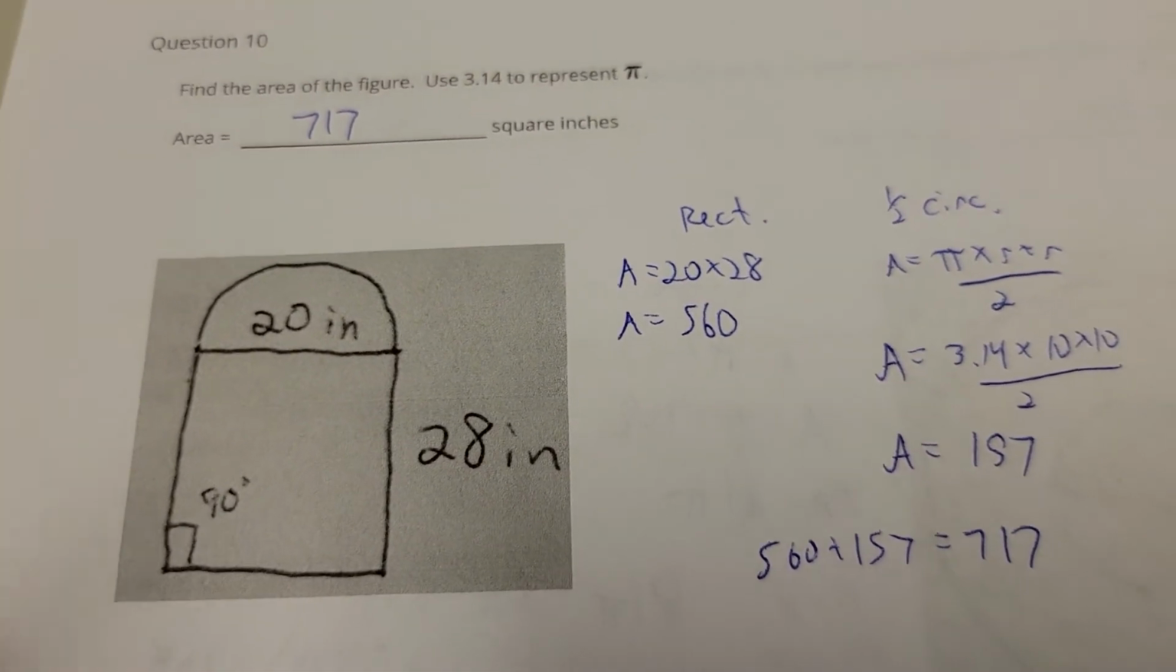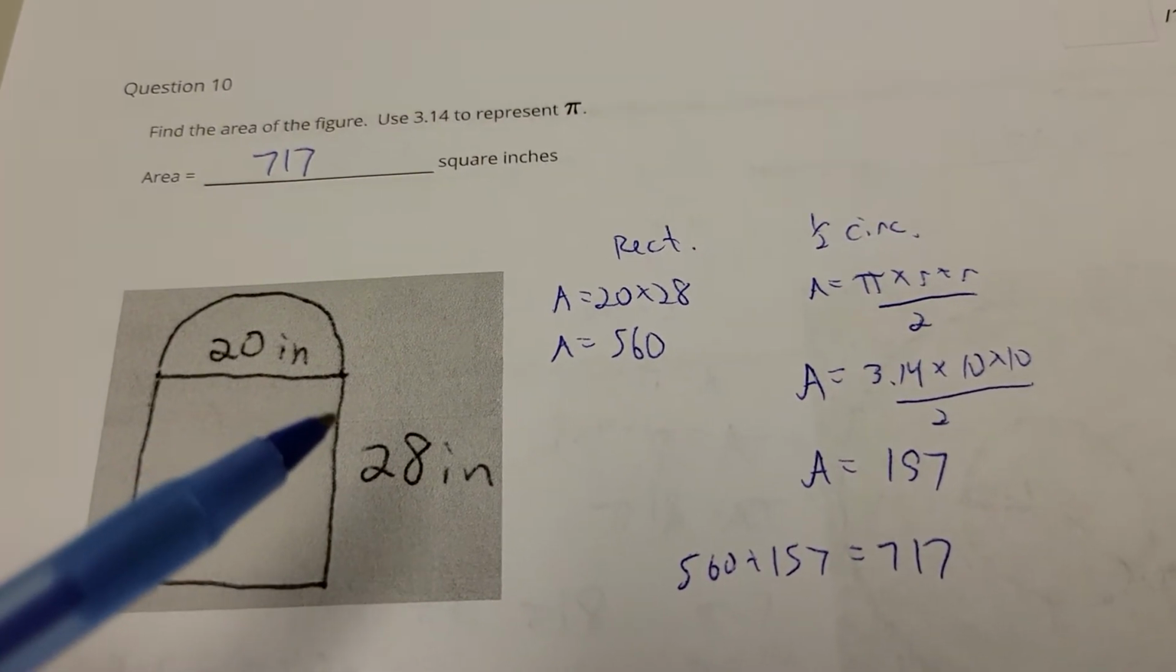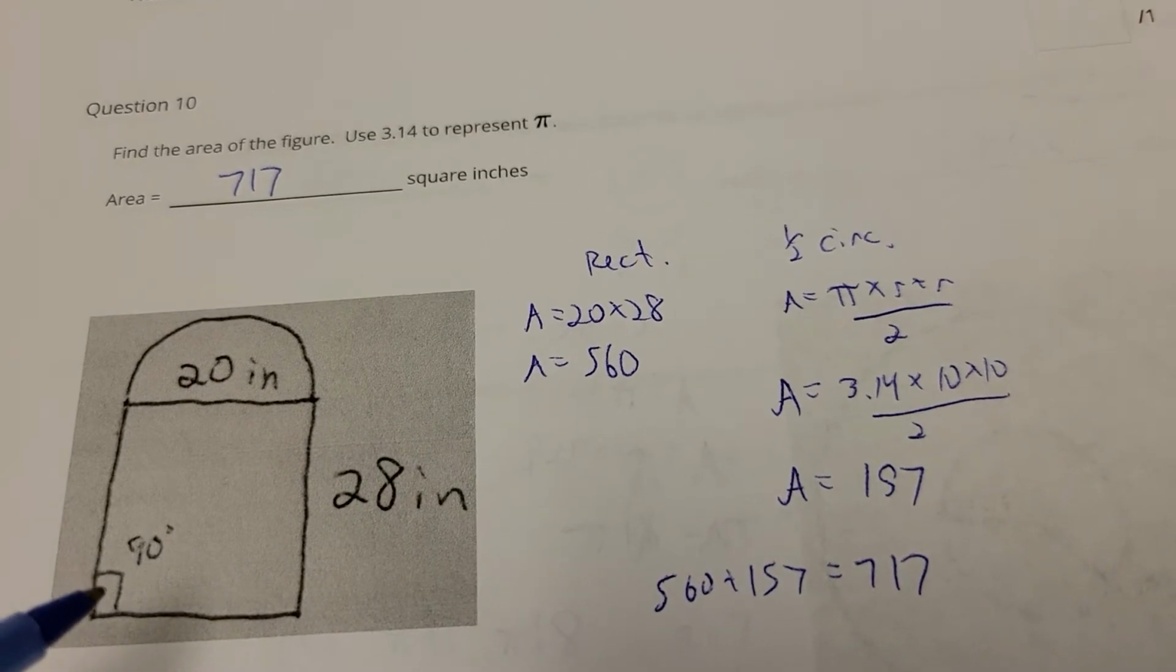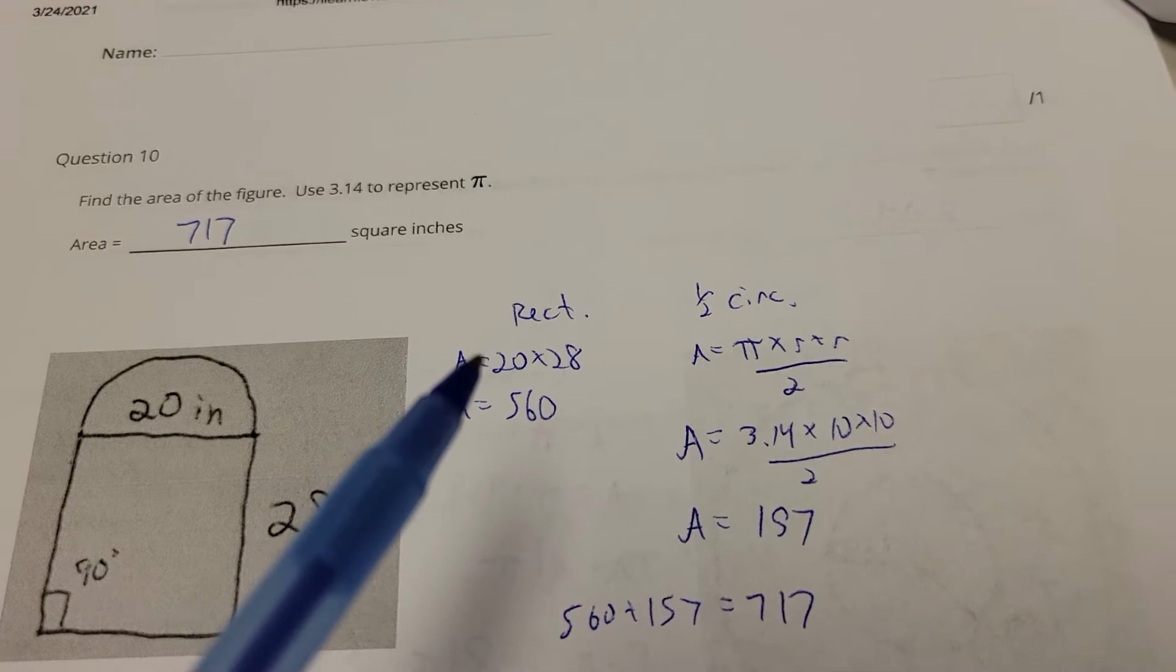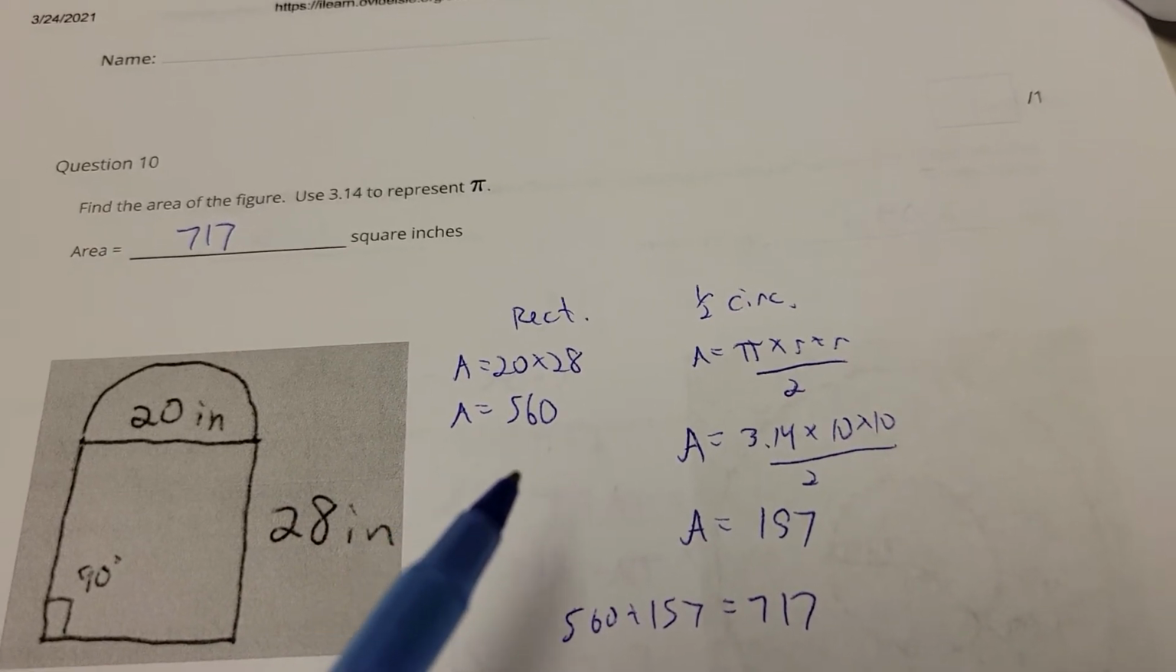Next up, we have question 10 from the area of the figure. It's kind of like that basketball court, the key area again. You can see a little 90 degrees, we know it's a rectangle then. So the rectangle, it's a 20 by 28 rectangle. So 20 times 28 gives me 560.